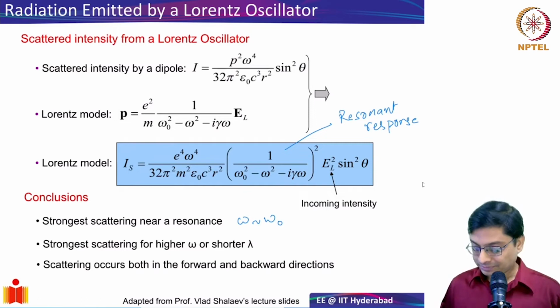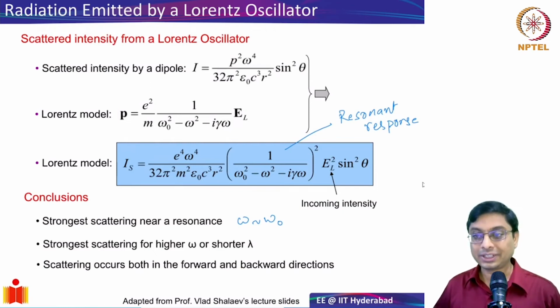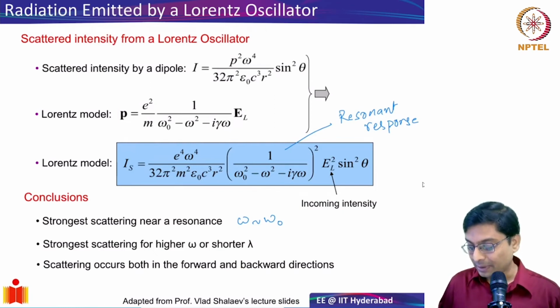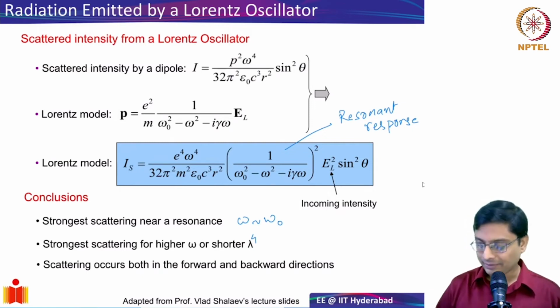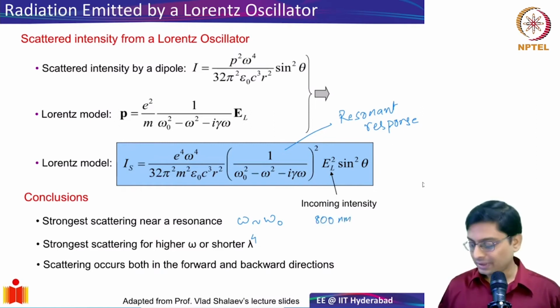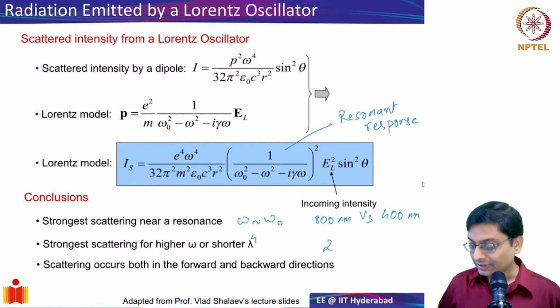All right. And we also see that the scattering is quite dependent on wavelength, basically in terms of lambda to the power of 4. For example, let me say I take 800 nanometer light and I compare the scattered intensity with, let's say, 400 nanometer light. So essentially I'm making the wavelength half. When I do that, I'll immediately see from the expression that the scattered intensity for 400 nanometers is going to be stronger by 2 to the power 4, right? So it's 16 times stronger scattered intensity. So it depends very strongly on the wavelength.